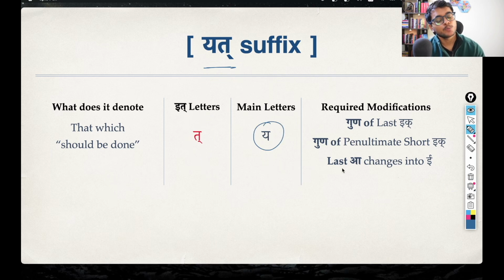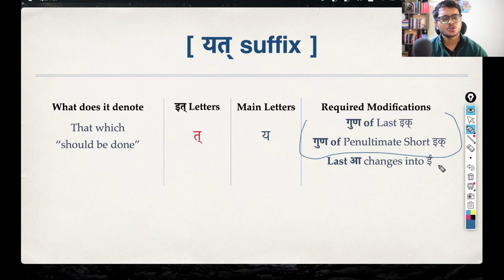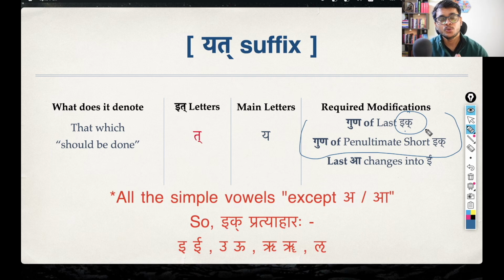And then most importantly, what are the required modifications? Since we don't have any special it letter, we know that usually the guna of the last ik and the guna of the penultimate short ik happens. This is the kind of modification we saw in the previous examples also: in the default case, when nothing else is happening, the guna of the last ik and the guna of the penultimate short ik happens. And I am sure you all understand this pratyahara ik. Ik represents all the simple vowels: a, i, u, ri, li.